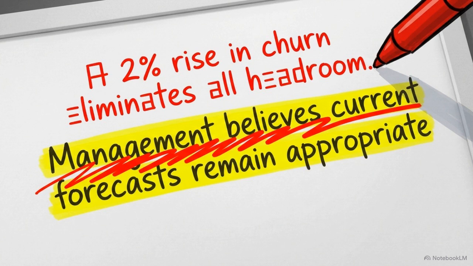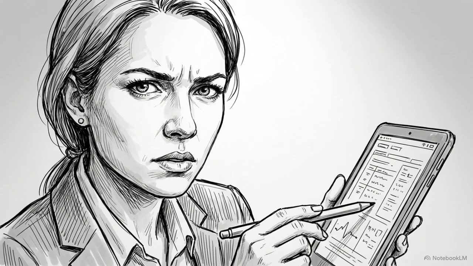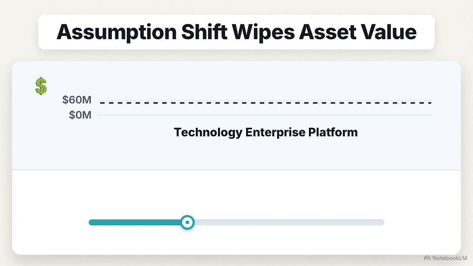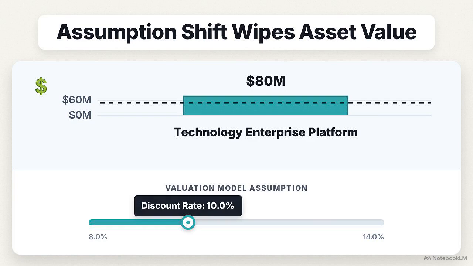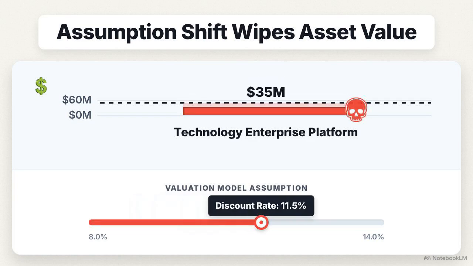Rigorous IAS 36 disclosure demands specific, quantified sensitivity metrics that expose the exact fragility of the valuation model. Financial statement users need to know exactly how close a digital platform is to a massive write-down if a single key assumption, like the discount rate or a renewal cohort, shifts even slightly.